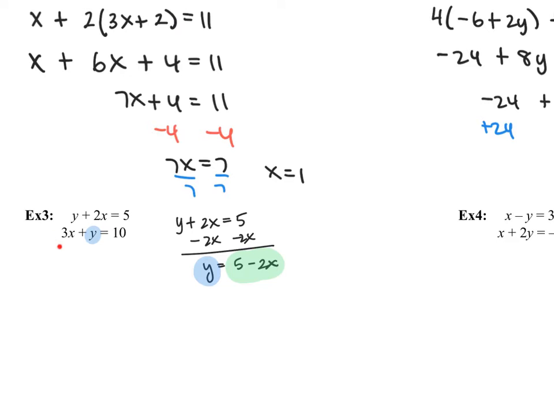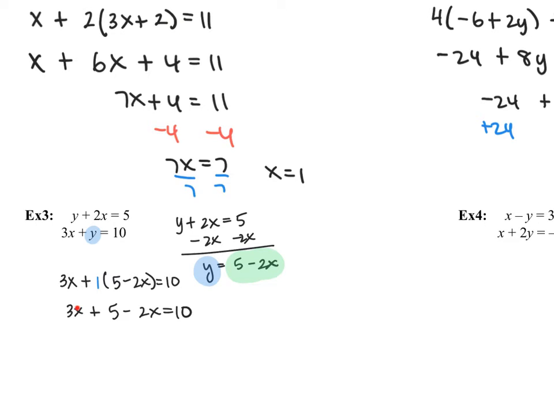So I'm going to rewrite this equation, but instead of writing y, I'm going to write 5 minus 2x in its place. I'm substituting that in. So I've got 3x plus (5 minus 2x) equals 10. Now I always use parentheses just to be safe, but in this case what I'm really doing is distributing an imaginary 1, and since anything times 1 is itself, I can just get rid of those parentheses. So I'm going to get 3x plus 5 minus 2x equals 10.